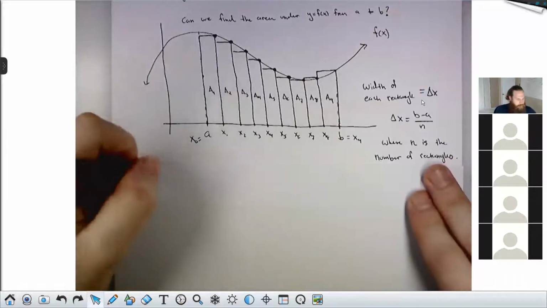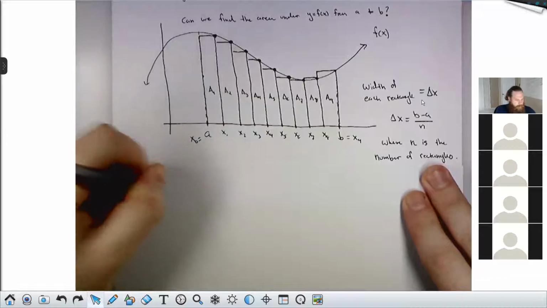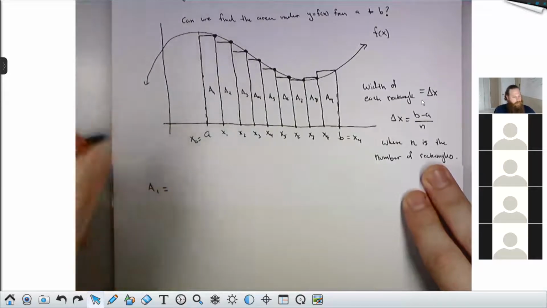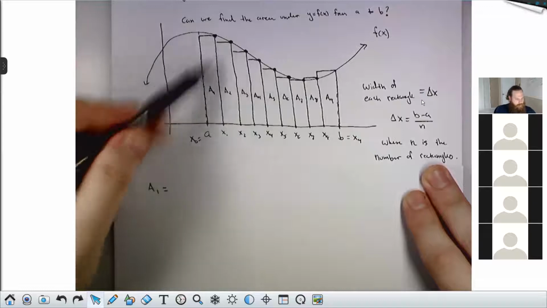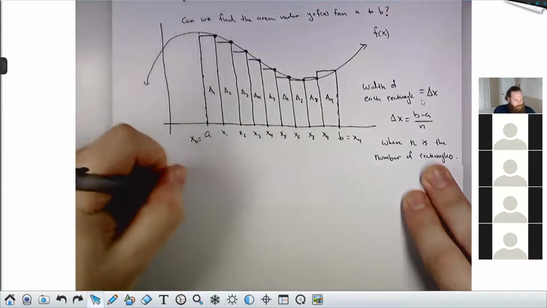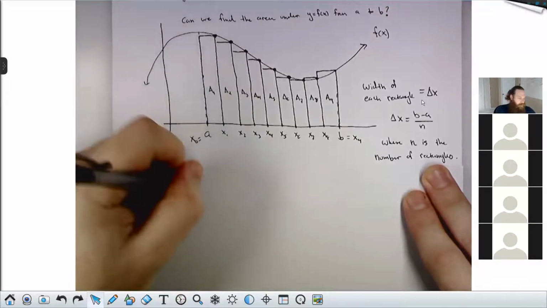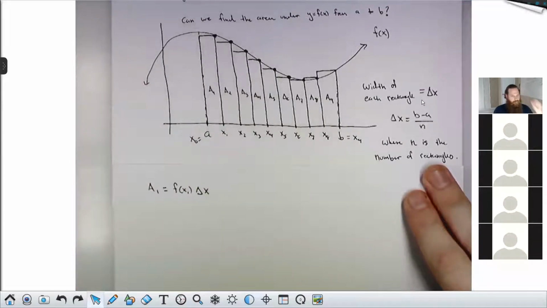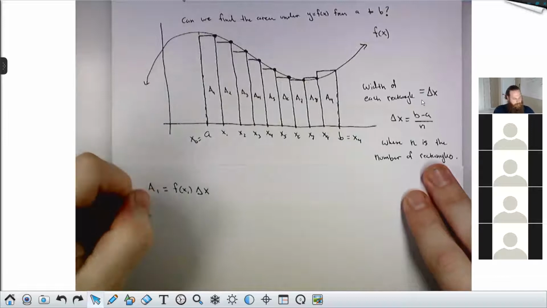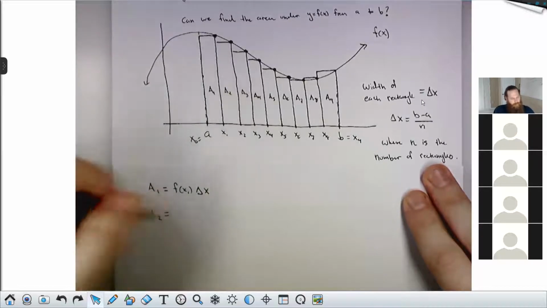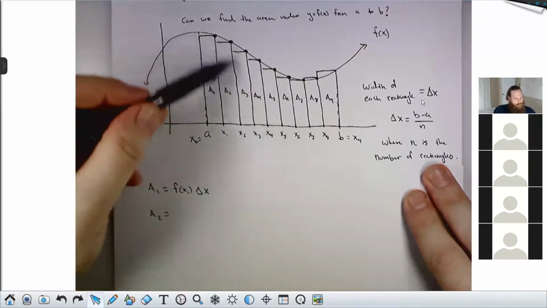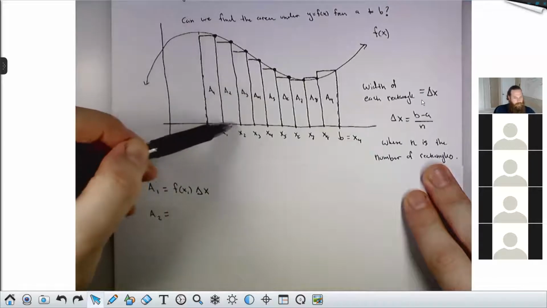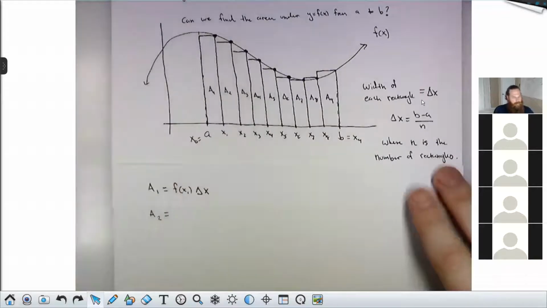So the area of the first rectangle, A1, is its height, which is f of x1, times its width, which is delta x. A2 would be the height of the second rectangle times delta x. What's the height of the second rectangle?